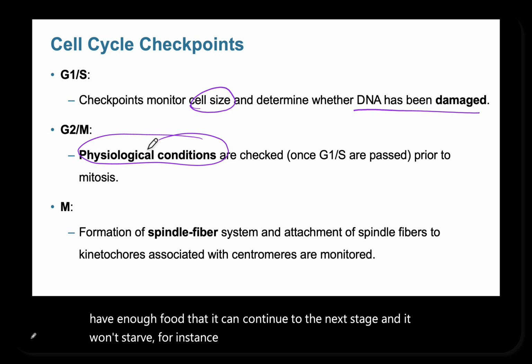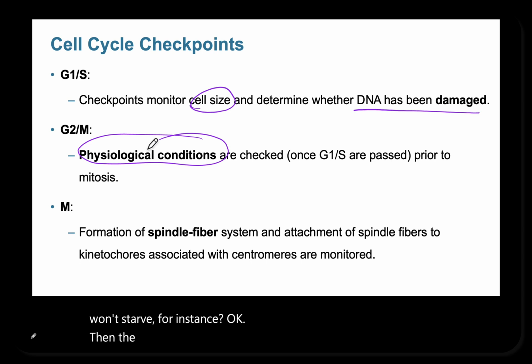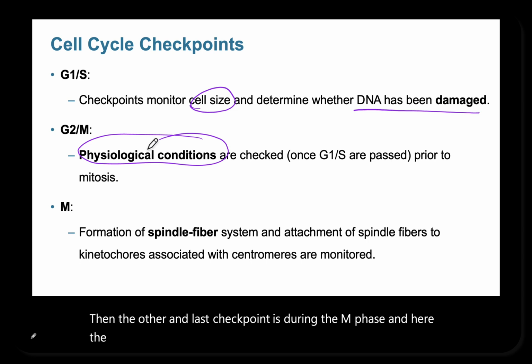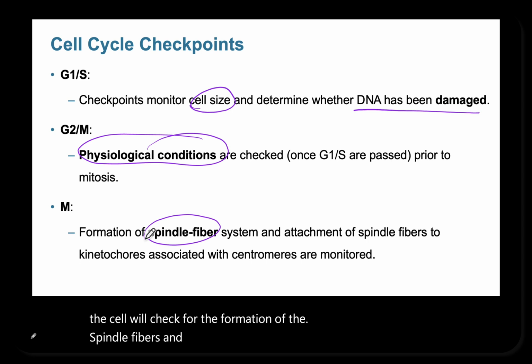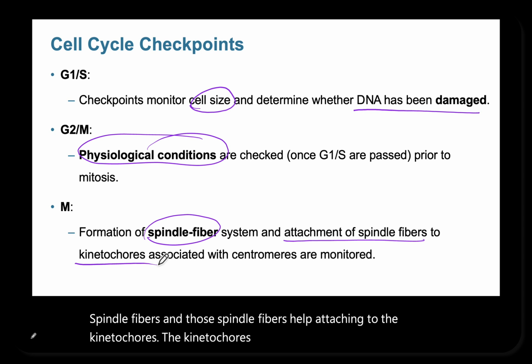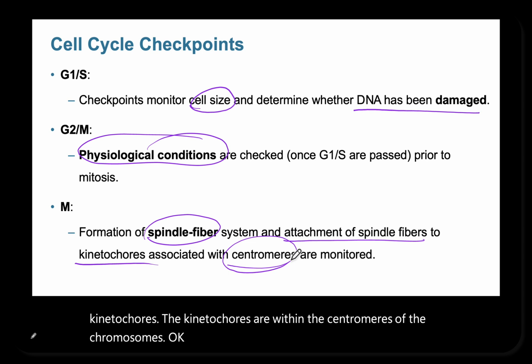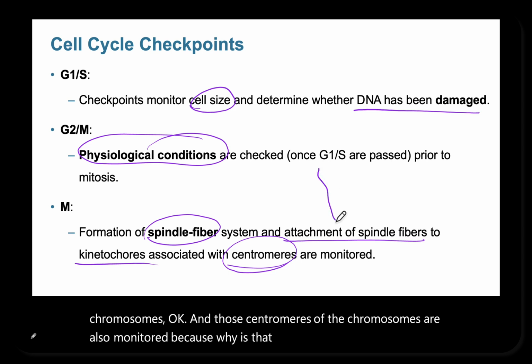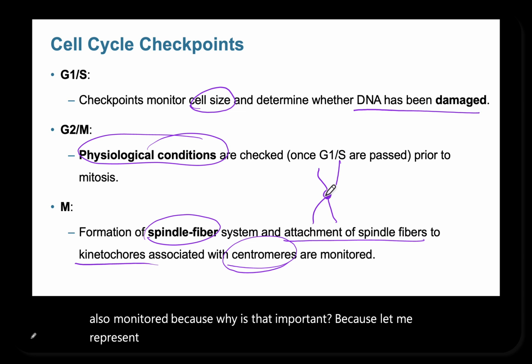Okay? Then the other and last checkpoint is during the M phase, and here the cell will check for the formation of the spindle fibers, and those spindle fibers help attaching to the kinetochores. The kinetochores are within the centromeres of the chromosomes, okay? And those centromeres of the chromosomes are also monitored. Because, why is that important? Because, let me represent here what I am talking about.